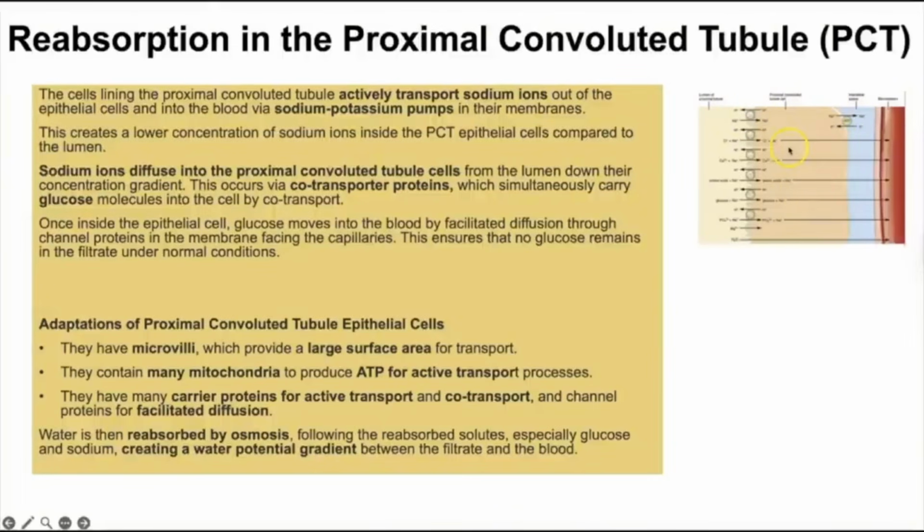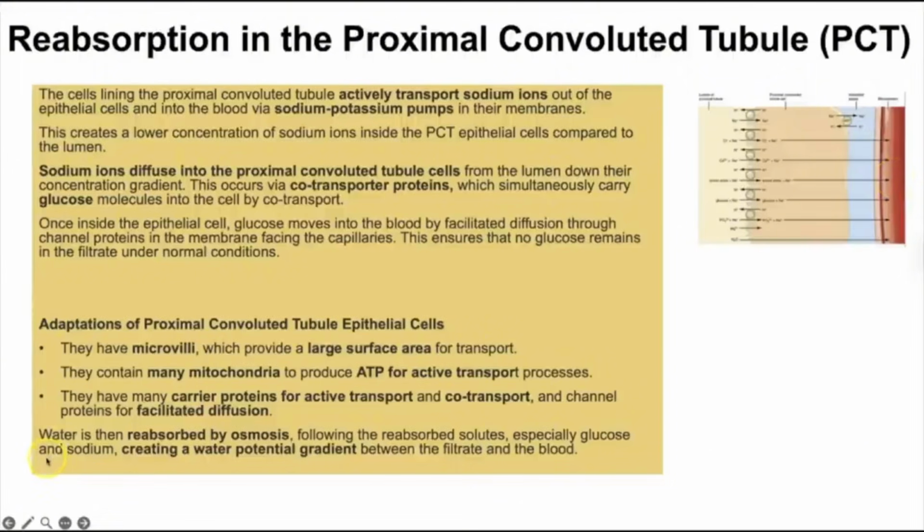That creates a lower concentration of sodium ions in the proximal convoluted tubule compared to the lumen. And therefore sodium ions diffuse into the proximal convoluted tubule down their concentration gradient, but that has to be via a co-transporter protein which carries glucose with it as well. So that's how we get the glucose inside of the proximal convoluted tubule epithelial cells. And then once inside there, the glucose moves by facilitated diffusion into the blood, and that is how all of the glucose re-enters the bloodstream.